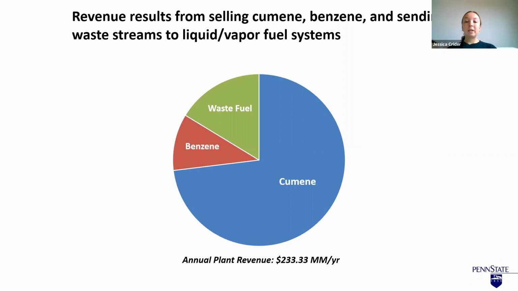Cumene obviously generates most of the revenue, coming in at around $170 million per year. Then we have the waste fuel, which is around $40 million per year. And finally, the benzene, which is around $25 million per year. And it's interesting to note that the annual plant revenue at 233 is about $100 million below how much our raw materials cost, which is one of the main contributors to why our cash flow is around negative $178 million per year.